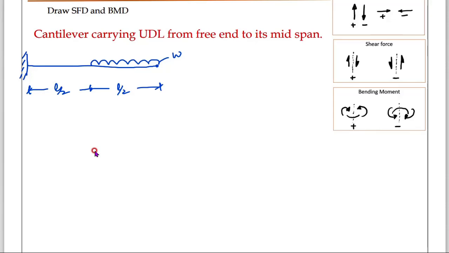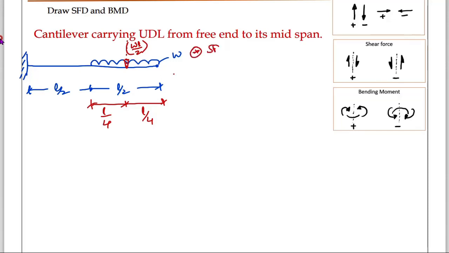Right? Now convert this UDL into a point load. That converted point load is shown in dotted line. It is W into L by 2. Okay, where is it acting? It is acting at L by 4 from this end, and from this end also L by 4. Okay, now shear force diagram.